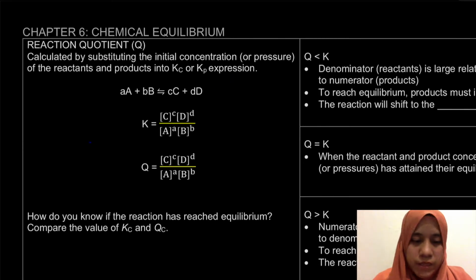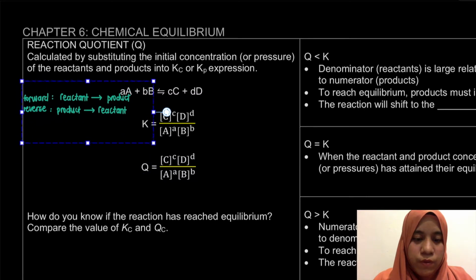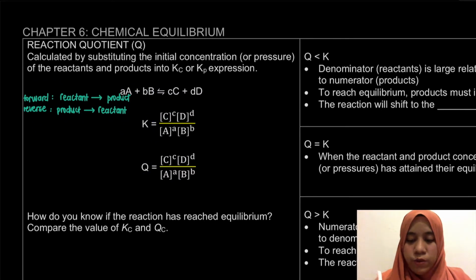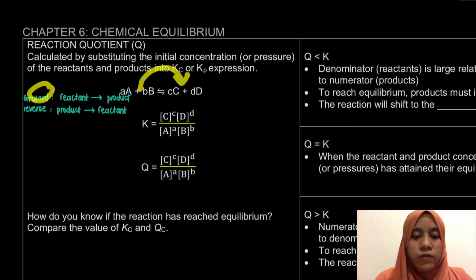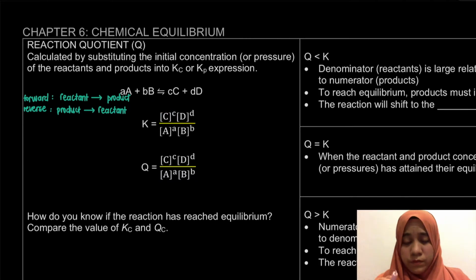So yang ini Miss nak ingatkan lah. If you still remember from 6.1, kita tahu kalau forward reaction, it means that from the reactant to product. Kalau reverse reaction, it's actually from product to reactant. Okay, so from this equation, actually we can write down the equilibrium constant.